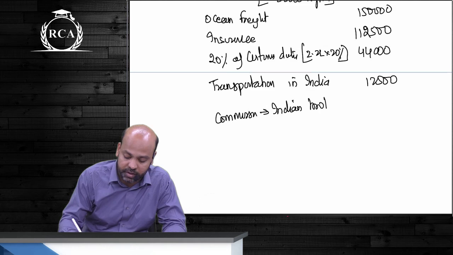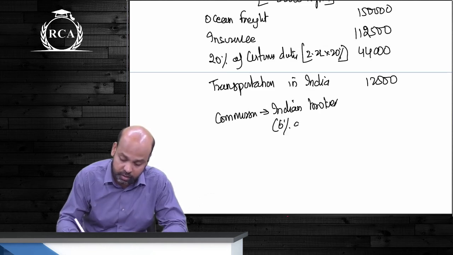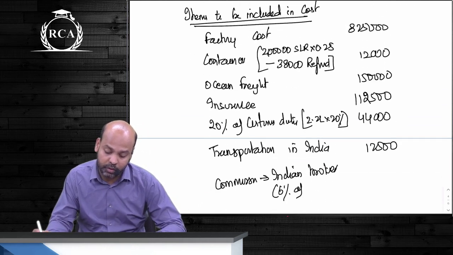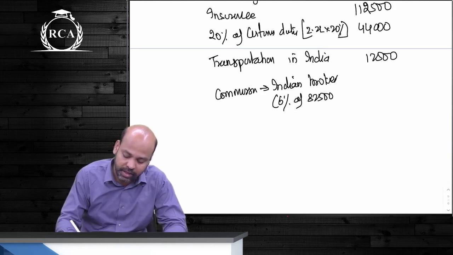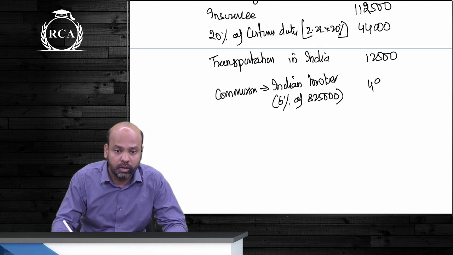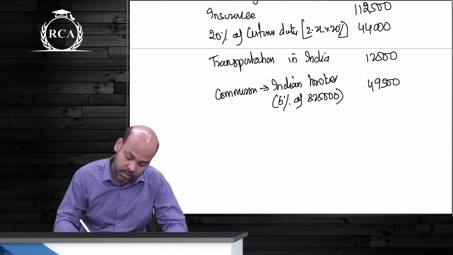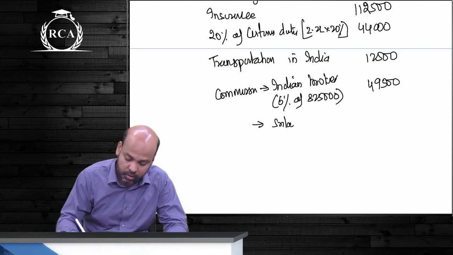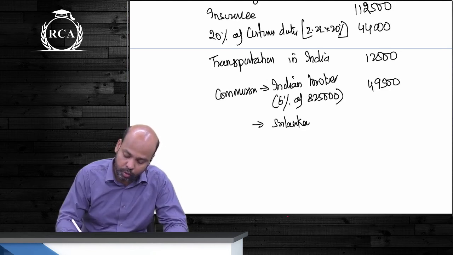Indian broker, guys, is 6% of what cost? So can I write 6% of 8,25,000? How much is that, guys? 49,000. How much is it for that Sri Lankan broker? Sri Lankan broker, beta, is 12%.